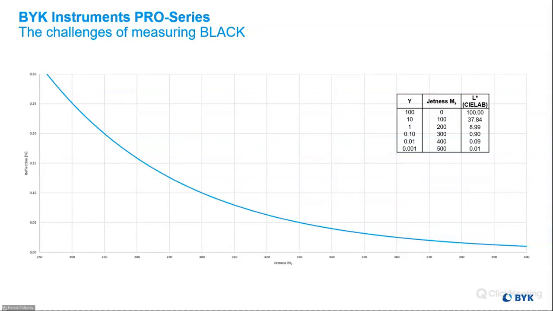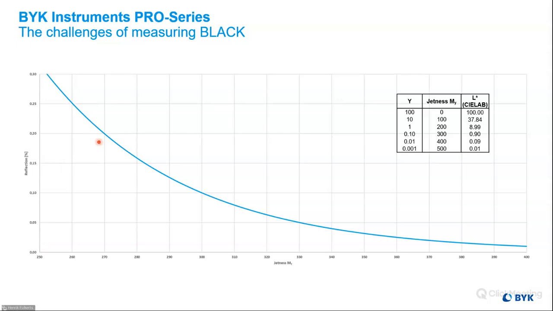So this slide again shows the relationship between the amount of reflected light and the height of My as a graph. So the less light is reflected, the higher is the My and the deeper is the black. So My 400 means a really deep black with a minimum amount of reflected light.